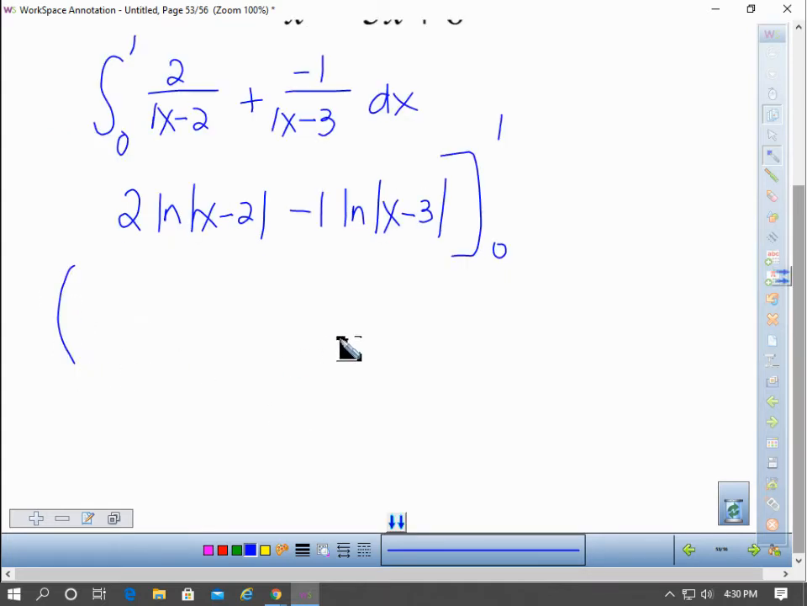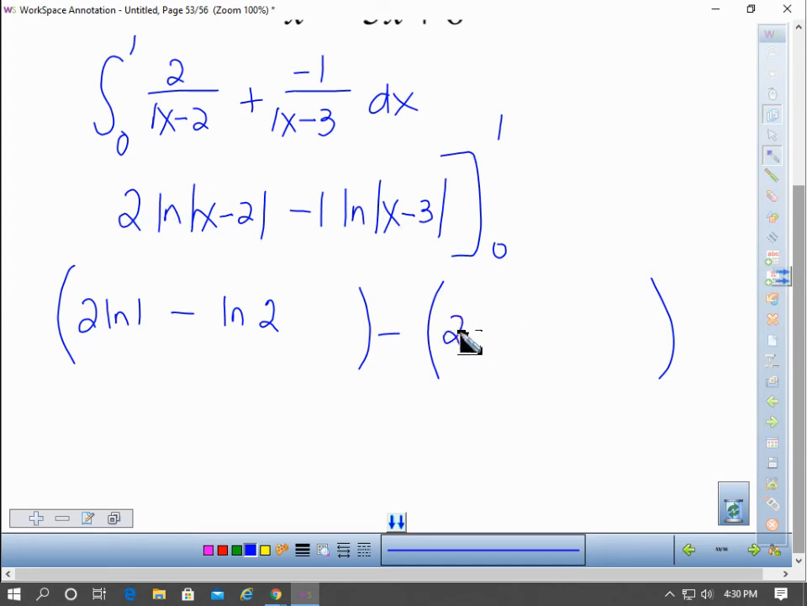So now we get to do the fundamental theorem of calculus. Okay, so I'm going to plug a 1 in. So this will be 2 natural log. If you put a 1 in here, 1 minus 2 is a -1, and then the absolute value of that is going to be a 1. Minus ln of putting a 1 in here. 1 minus 3 is -2. Absolute value of -2 is 2. Then you're going to put a 0 in there for the second half.